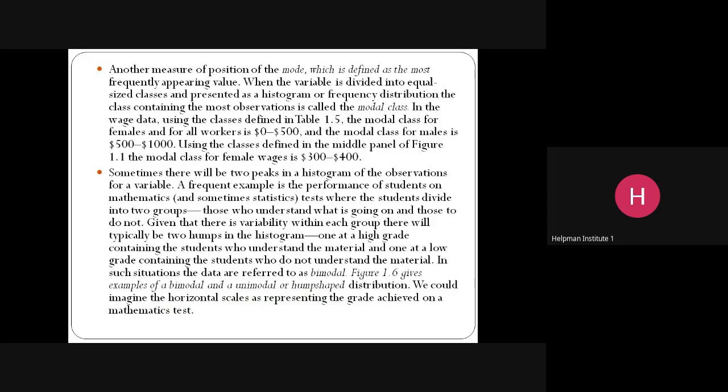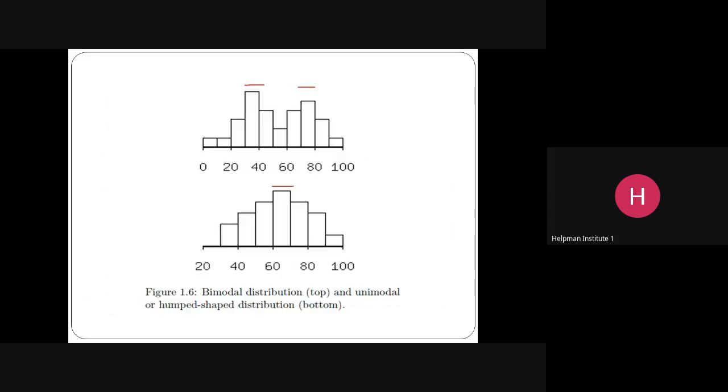Now we can also imagine the horizontal scales are representing the grade achieved on a mathematics test. So just like I explained earlier with these two histograms, the first one gives us bimodal data, and then the second one gives us a unimodal or humped shape distribution.